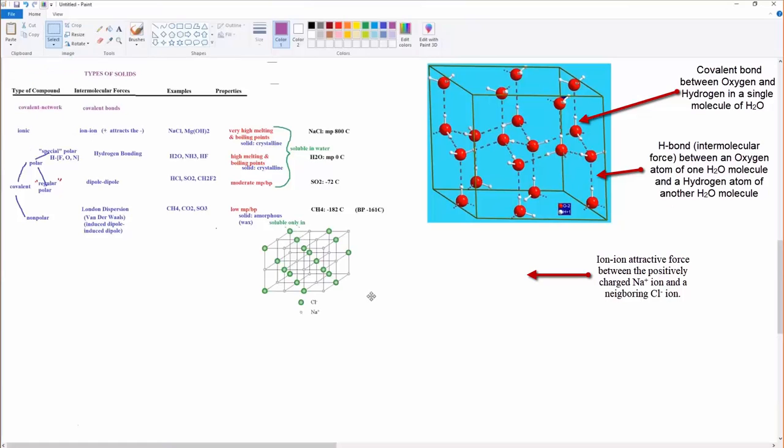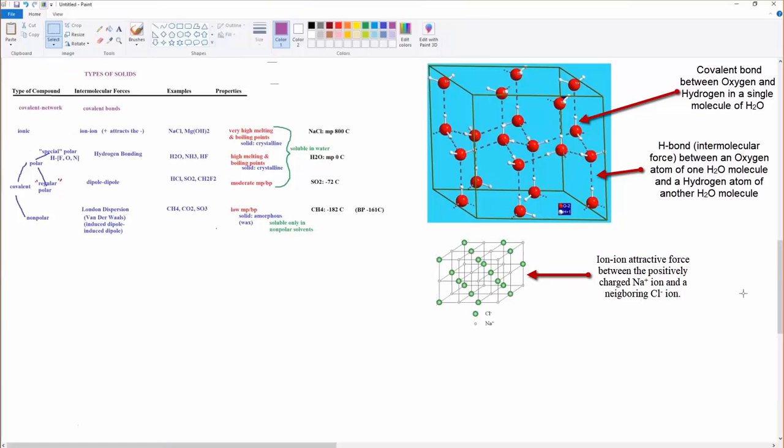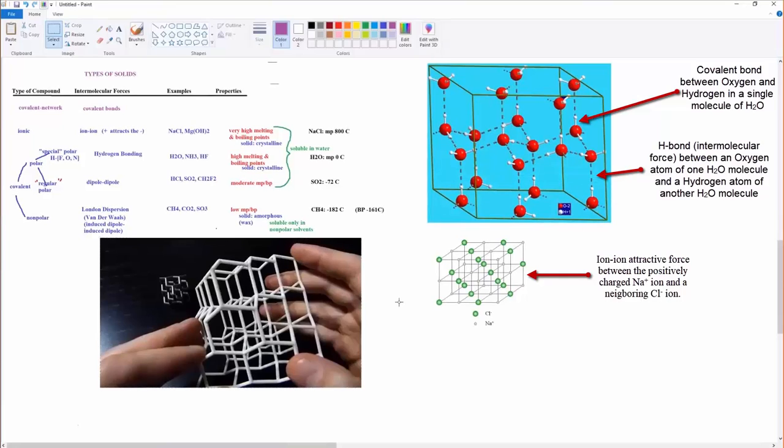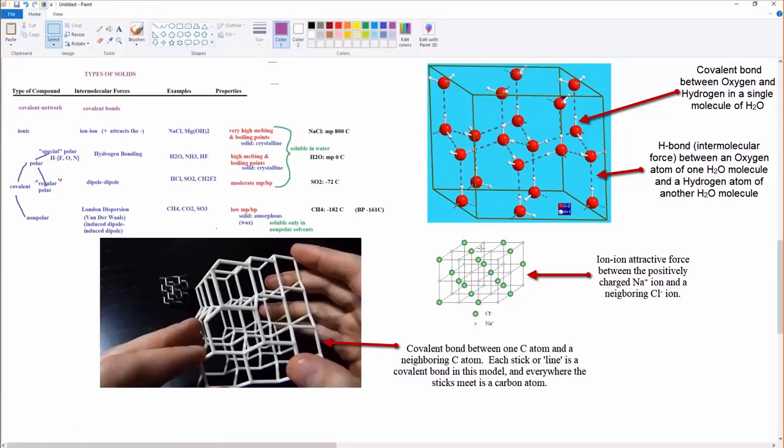And here's your ionic compound, which is just held together with the ion attractive forces in all directions. I'm just going to do a Google image search for this really quick. So here is a model of a covalent network solid, where instead of dotted lines connecting these atoms as an attractive force, you have solid covalent bonds attracting the atoms in all directions. The covalent bond is much stronger than the attractive force, right?